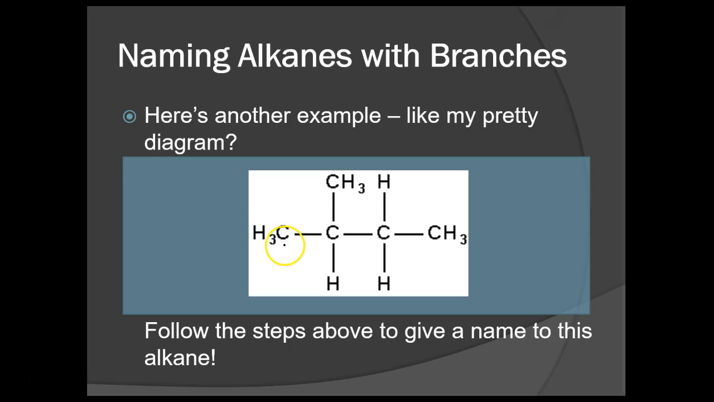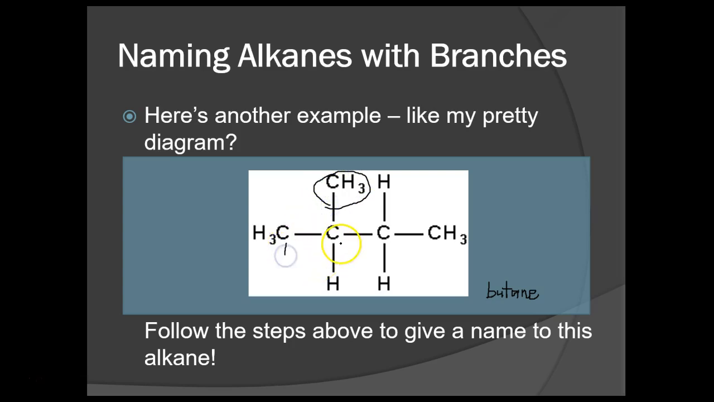What we need to do next then, we know that we have 4 in a row. So that means that we have a "but". Okay. And then the bonds between each of the carbons are single bonds, correct? And so that means that we have a butane. Oh, that was a horrible A. Butane. Okay. Then the last thing we do is we identify that there's actually a branch right there.